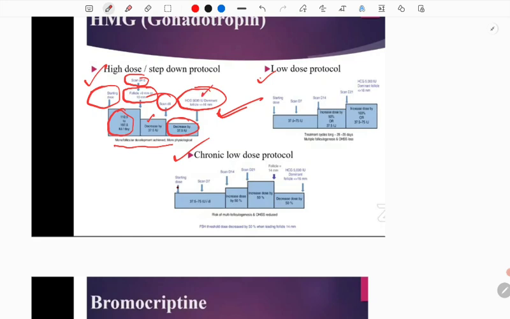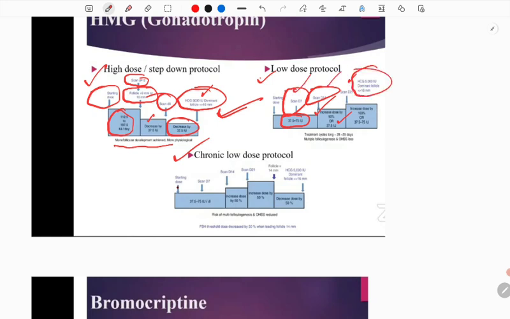Low dose protocol, you have to start with 37.5 to 75. Step up in the low dose protocol: here you have to increase the dose by 50% or 37.5 on day 7, day 14, day 21.